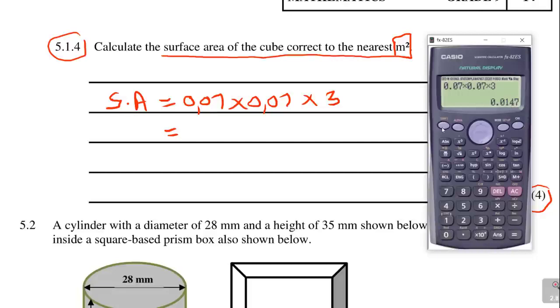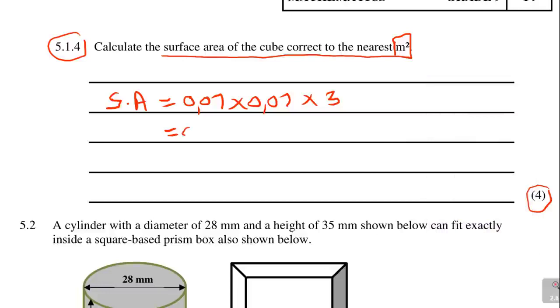So you can actually do it: shift, and then there is setup, and then you've got fix, number 6. Fix, that's when you're rounding off. They say 2 decimal places, then you press 2, 0.01. Let's just do that.